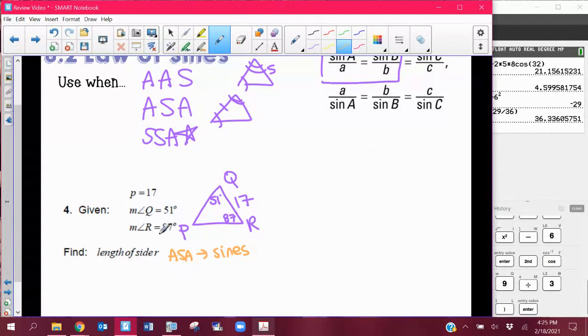Okay, so when I set this up, I'm going to be looking for side R. So I'm just going to put that on the top of my proportion. So if I'm looking for side R, underneath goes angle R, the sine of angle R.